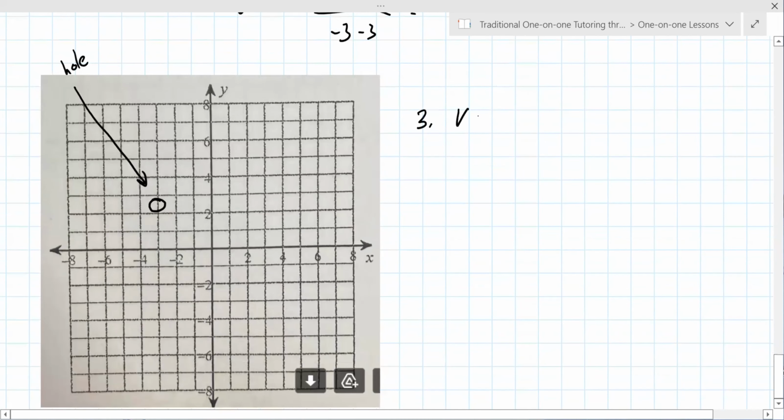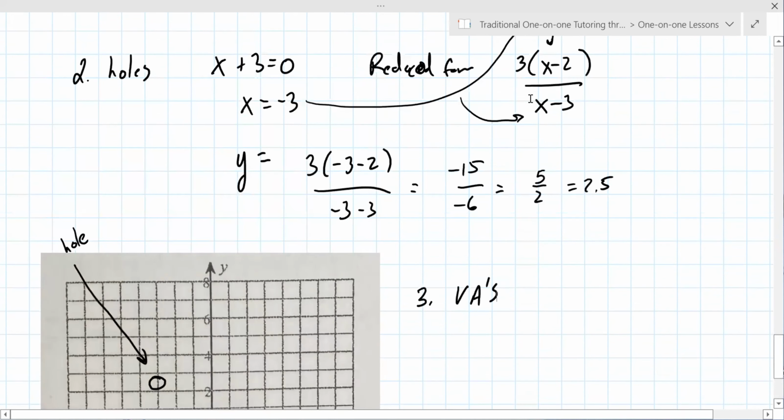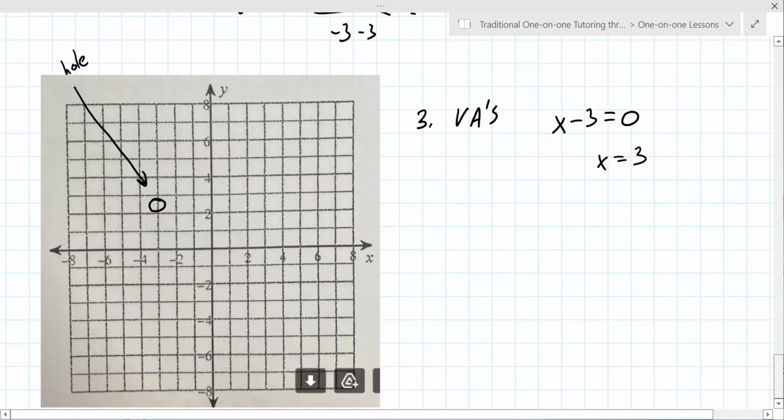The third thing we're going to do are vertical asymptotes. So we look at the reduced form. The reduced form is x minus 3 on the bottom, so you set that equal to 0. So there's a vertical asymptote at x equals 3. You make that a dashed line, x equals 3. Okay, and the arrows there.